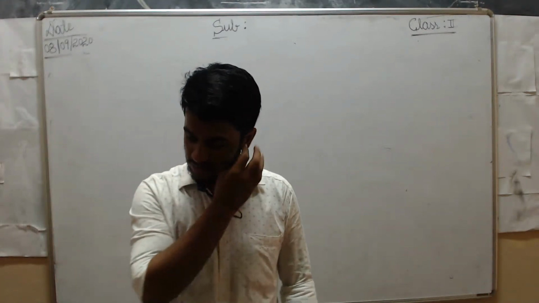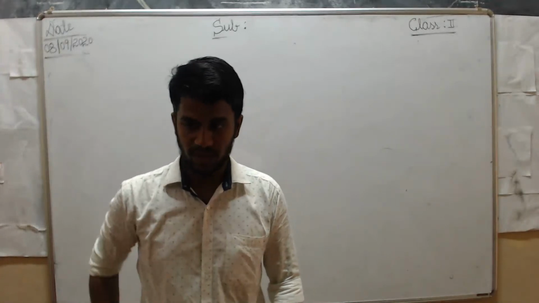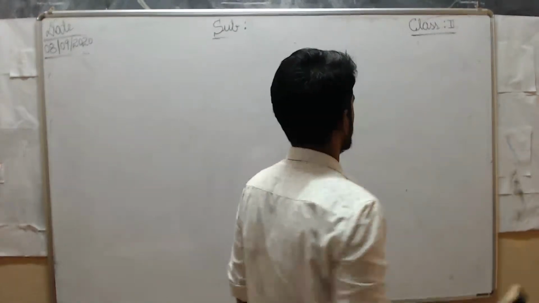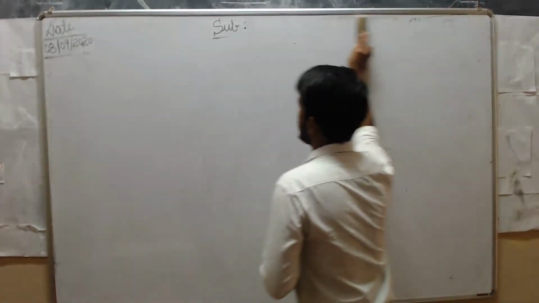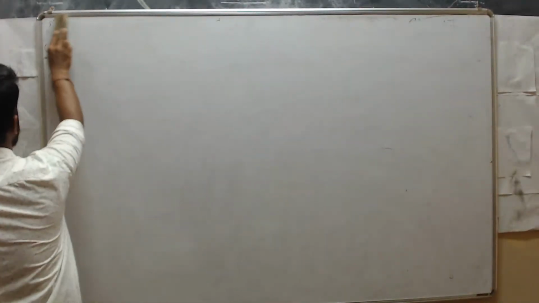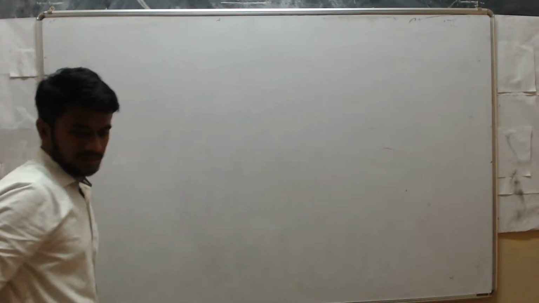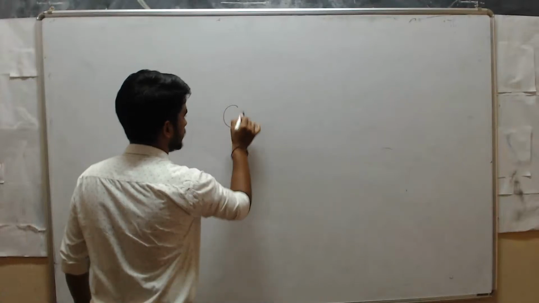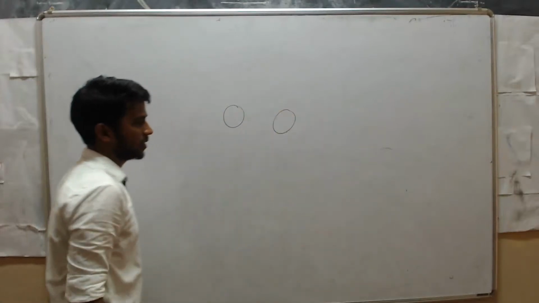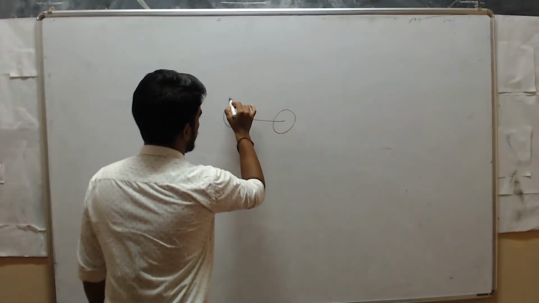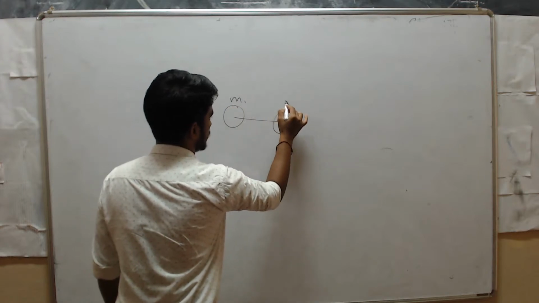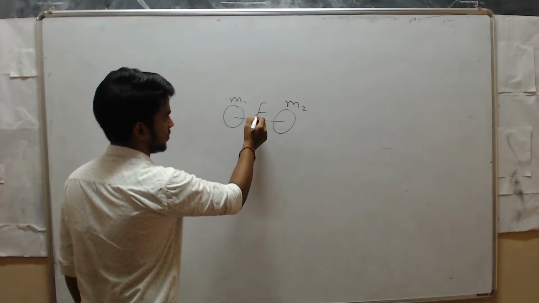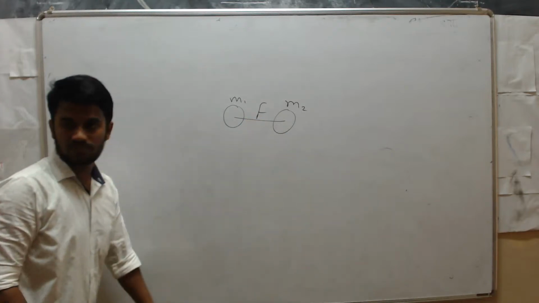In the previous class, we discussed the force of attraction between two objects and how they attract each other. For example, just imagine two objects. Say I take the mass of this object as m1 and this as m2, and I will take the force of attraction as F.